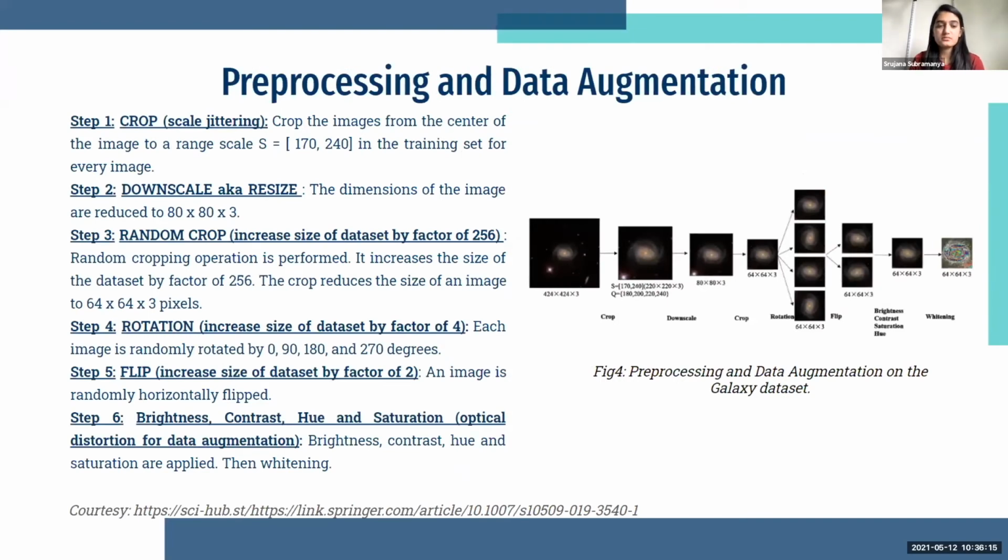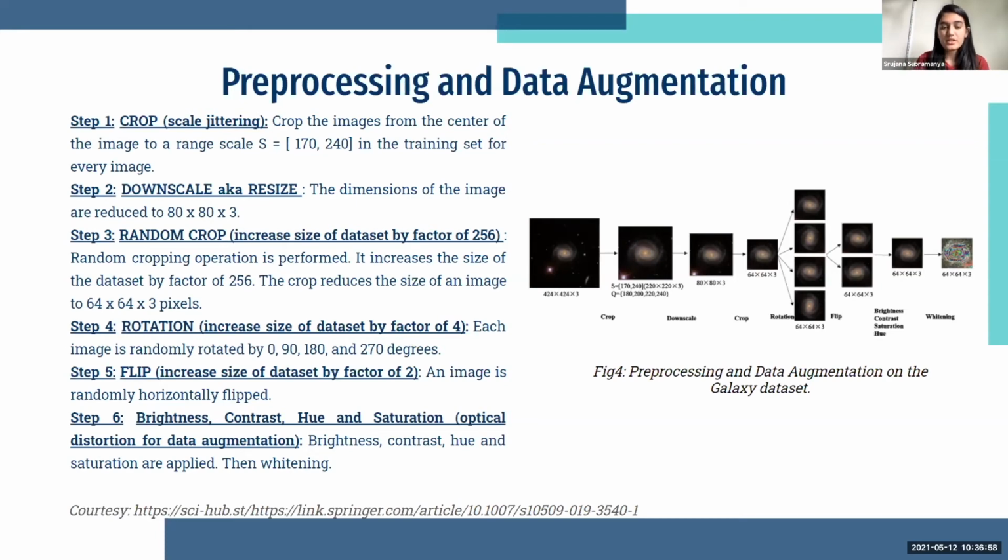So once you've obtained the data, you proceed on to the data augmentation technique that you talked about. Data augmentation is obviously going to be performed mostly on the training data set, and this is done in order to increase the data set by a factor of say 300 or 400. That's the main objective of this pre-processing and data augmentation technique. First you proceed with image cropping. You apply the scale jittering technique and range it between 170 and 240 with the training set and with every image.